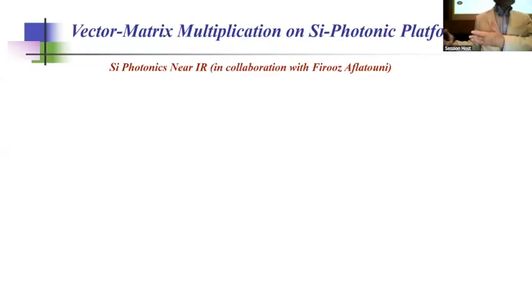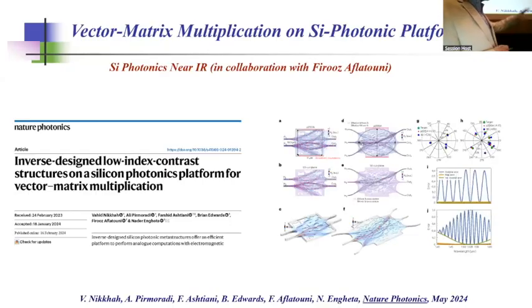Rather than using the similar platform that we have done in the past, we decided to bring this concept into the silicon photonic platform. The reason we decided to do that is because then it becomes mass producible. So in collaboration with my colleague Firooz Aflatouni at Penn, we decided to actually do two things: to design two surfaces on the silicon photonic platform that can do vector matrix multiplication at the wavelength of 1.5 micron. And I'm going to talk about one of these two platforms in the interest of time, how we designed it and what ideas we had behind it.